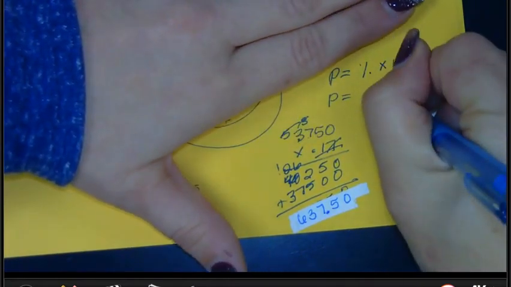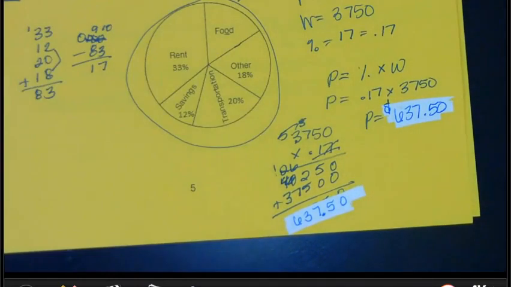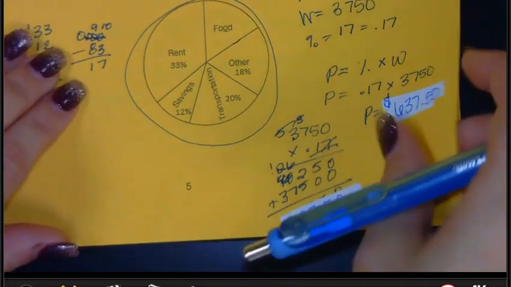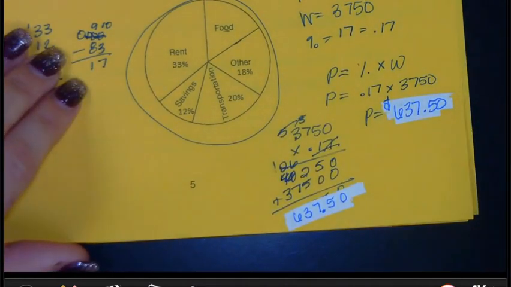So that gives me a total of $637.50 that should be spent on food. There we go. I was thinking of 5s from earlier. All right, y'all fix your mistake, or actually my mistake, I'm sorry.